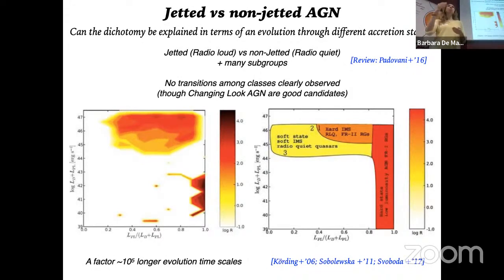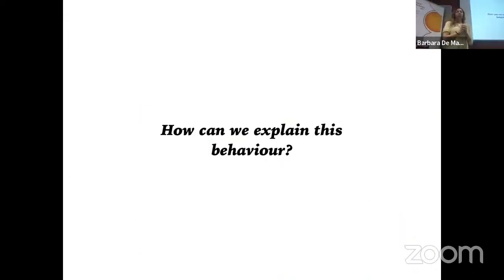So if we want to observe transitions or an outburst evolution in AGN, this is not doable, because this would happen on very long time scales, of the order of a factor 10 to the 5 longer. So basically, we don't know whether AGN make this transition that we observe in black hole binaries, although there are some candidates for this. Okay, so the question now is, how can we explain this complex behavior that we observe?